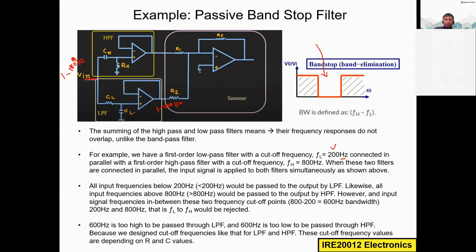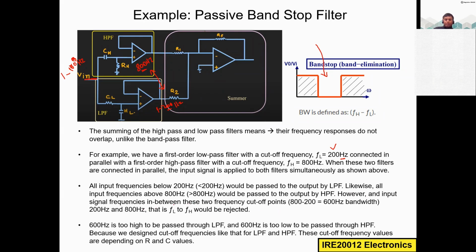And the high pass filter, what will it do? Input frequencies above 800 hertz will be passed by this high pass filter. So it will pass whatever the frequency is more than 800 hertz at the output of this high pass filter. However, for input signal frequencies in between these two cutoff points, we know the cutoff frequency of this one is 200 hertz and the cutoff frequency of this stage is 800 hertz. So the frequency between this 800 and 200, what will happen? That is what is mentioned here.